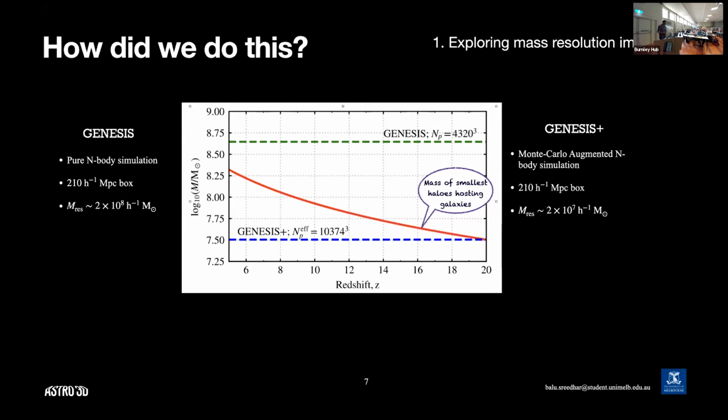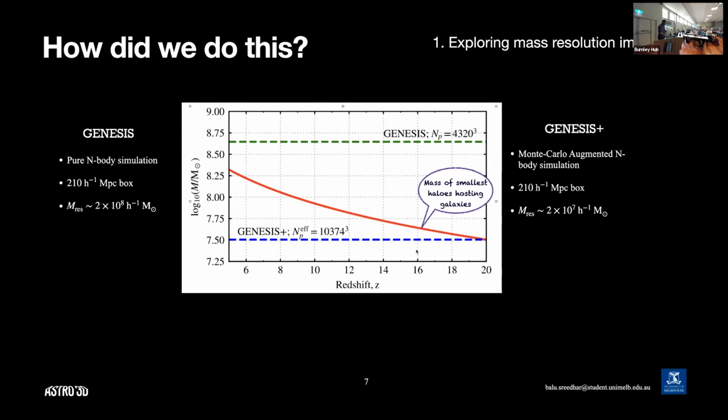For exploring this mass resolution impact, we took the largest Genesis simulation we have at the moment. It's a 210/h megaparsec box. So the mass resolution of the Genesis box is somewhere over here, which is good. But what we did next is we improved this mass resolution of the Genesis, and we are now introducing a new simulation called Genesis Plus. That's a Monte Carlo augmented simulation, and this Genesis Plus has a mass resolution which is the same as the atomic cooling limit at redshift 20.